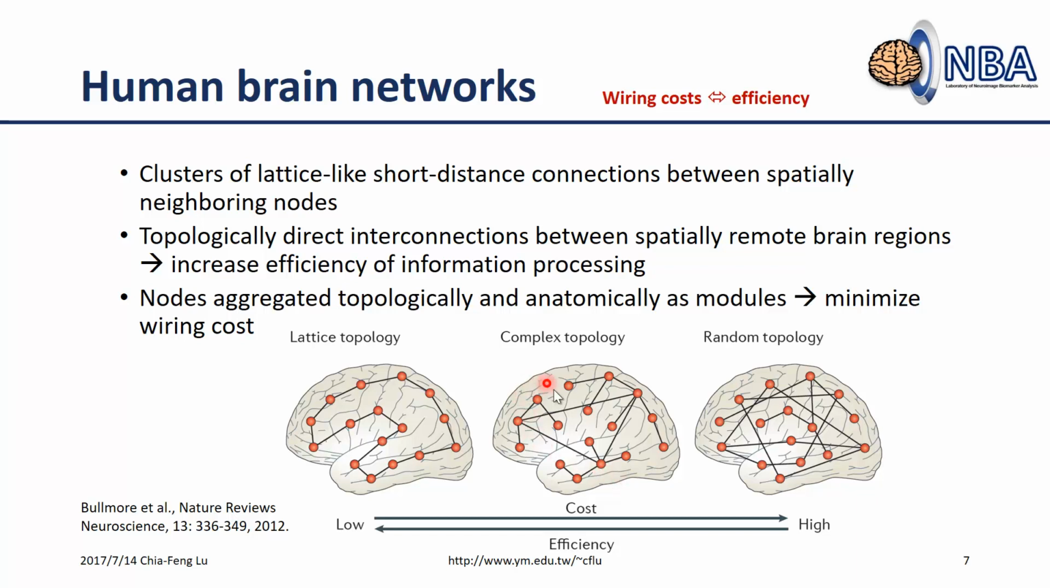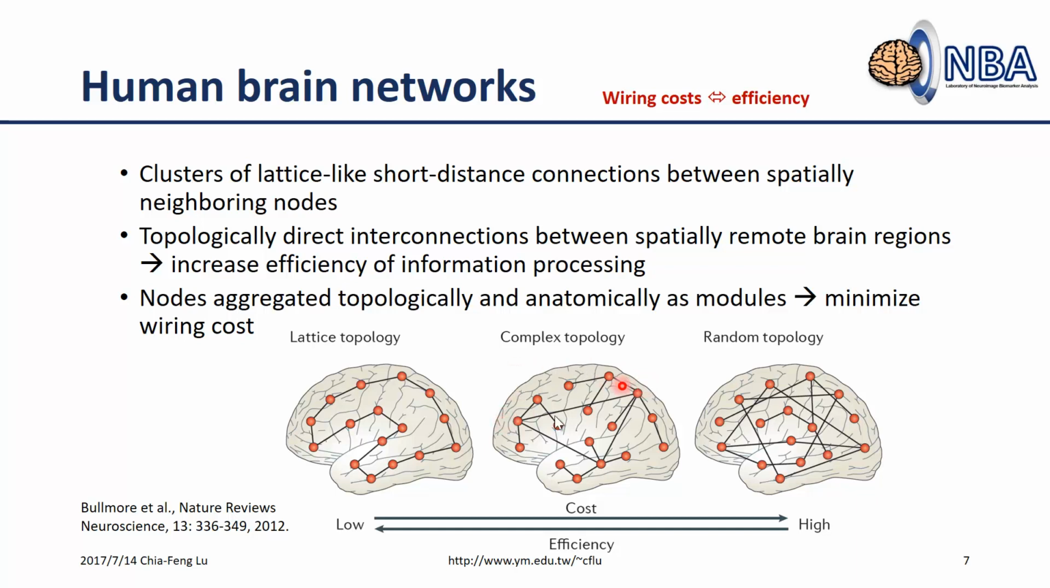Cluster means it's just the anatomically connected. So you may reduce the wiring cost because normally they may be close to each other. However, to maintain high efficiency, you need some highly efficient connections, that is, long-distance connections. However, you don't make random connections, but you do it in a specific way. For example, these two modules have to be integrated with each other to form some kind of high-level function of our brain.